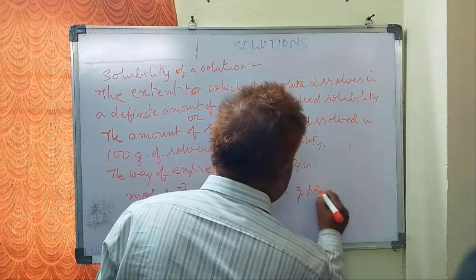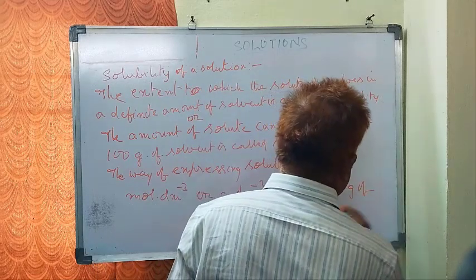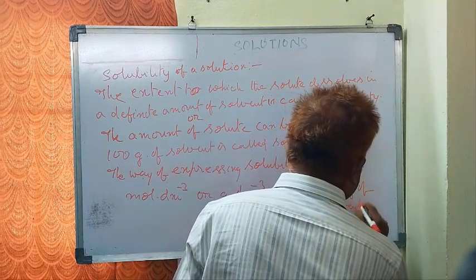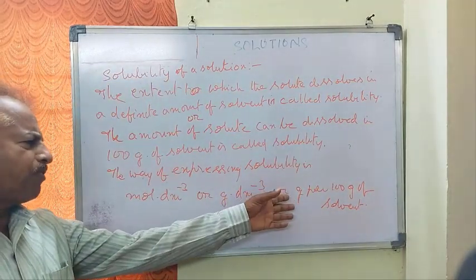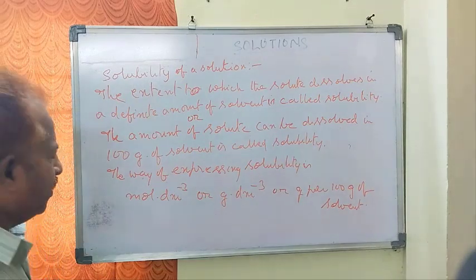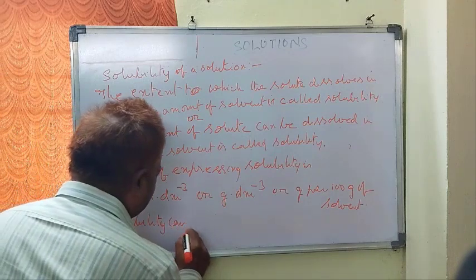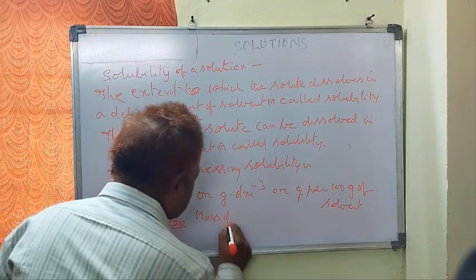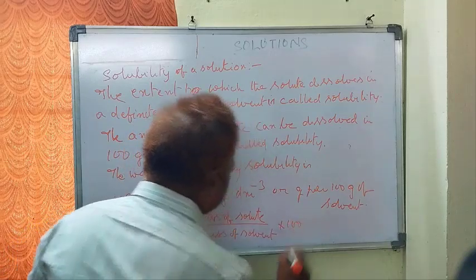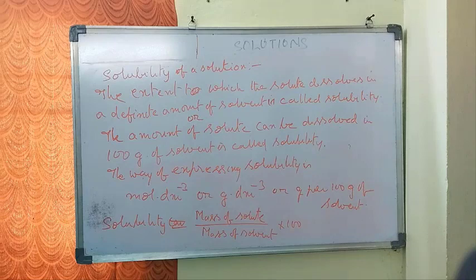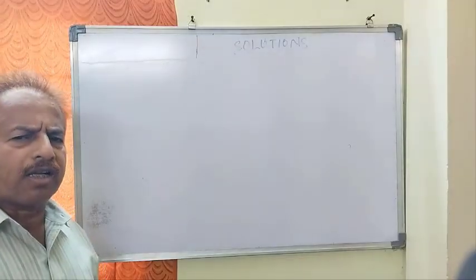Solubility can also be expressed as gram per 100 gram of solvent, that is, number of grams of solute per 100 gram of solvent. So solubility can be calculated: solubility equals mass of solute by mass of solvent into 100. That is the solubility.